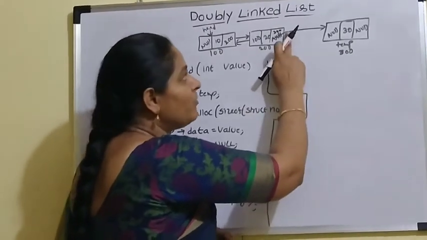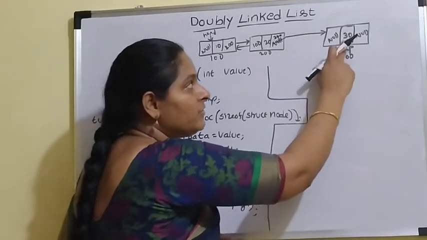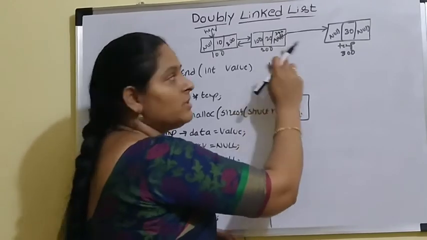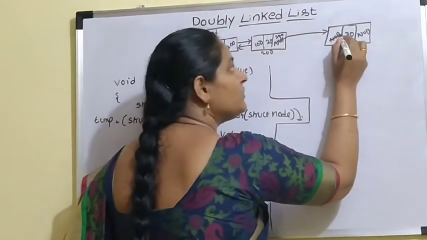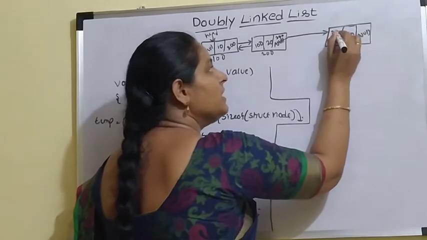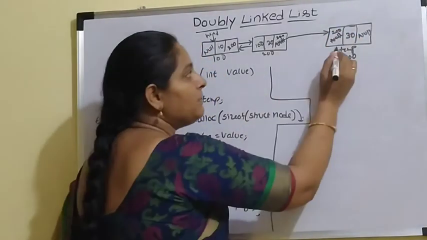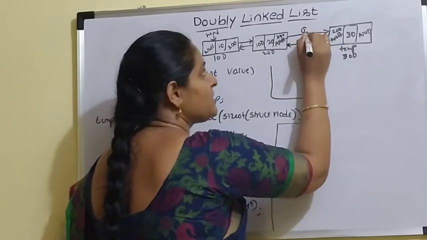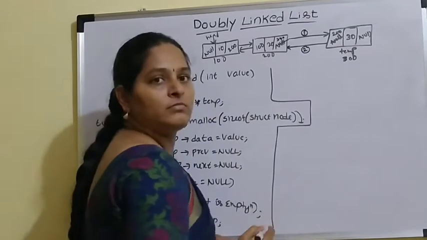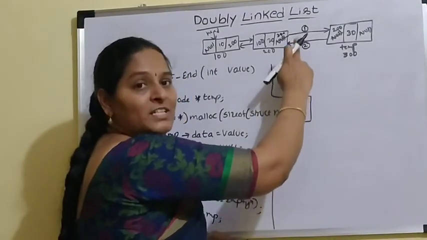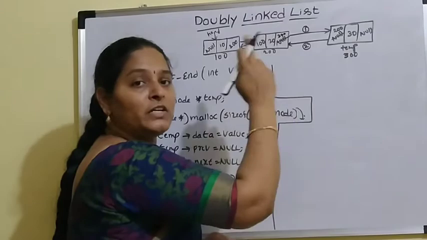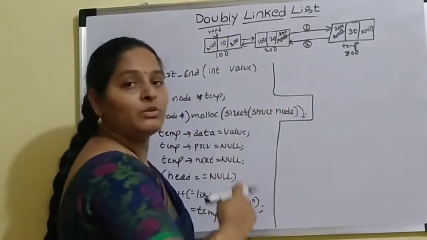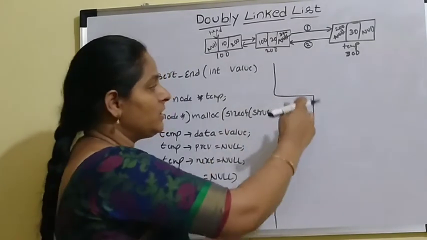Now once this connection is established, there is a node before temp. This is the temp's previous node. That is the reason why the previous value of temp should be replaced with 200. When you replace null with 200, automatically this connection will be established. So this is the first link and this is the second link. These are the two links we need to establish if you want to insert or place a node at the end of the list. Let us see how to write the code in the program.